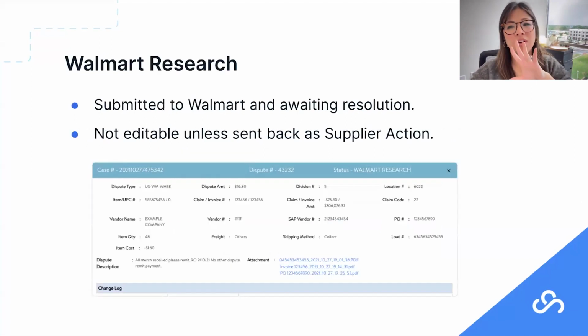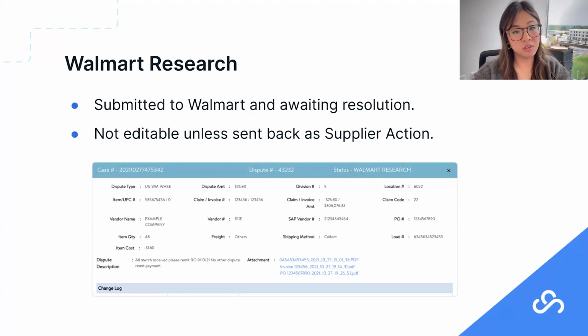As we mentioned, after you've submitted everything and you've hit the submit button, it then goes into Walmart research status. Essentially what that means is you have submitted this to Walmart and you are now awaiting some sort of resolution. This is something I really wanted to call out for you guys. This is not editable unless it is sent back as supplier action, and I'll tell you what supplier action is in a second. You can't go back and say, oops, I put the wrong load number in, or oops, I attached the incorrect BOL. You basically can't touch this claim once it's in this status, it's in Genpact's queue.